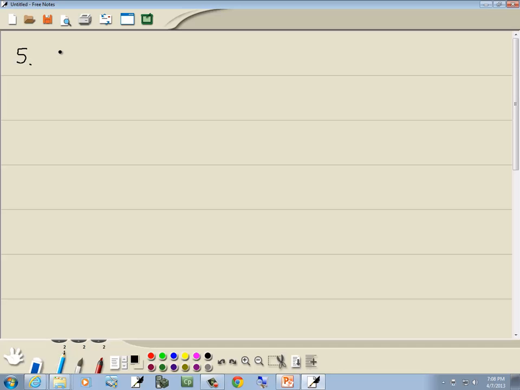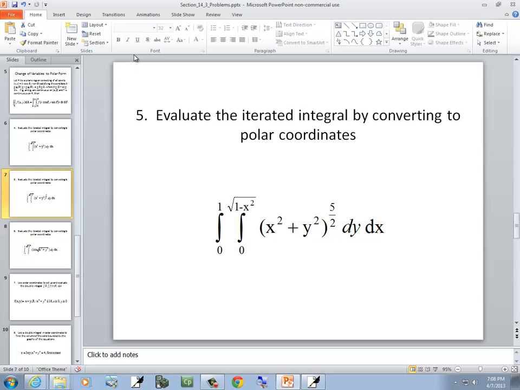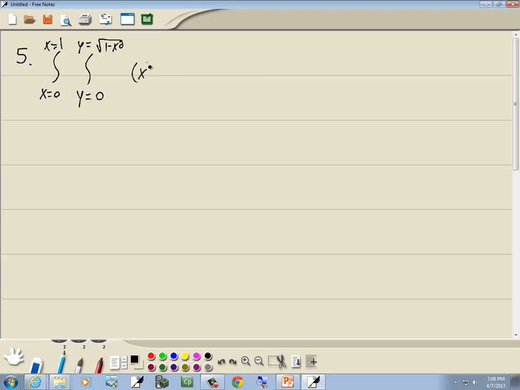Okay, our other one is x. So we got x is equal to 0. X is equal to 1. And we got y is equal to 0. Y is equal to square root of 1 minus x squared. And then we got x squared plus y squared to the 5 halves dy dx. Now let's look at the picture of it first.